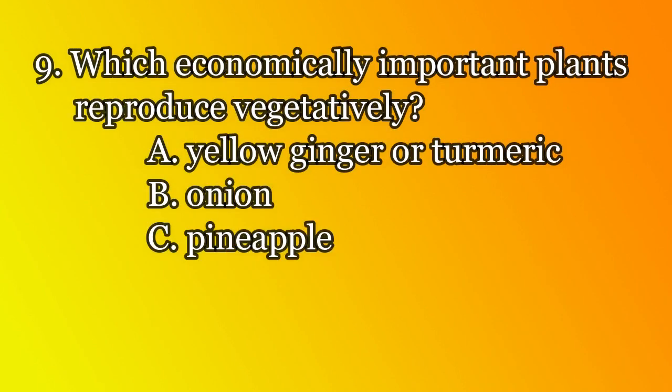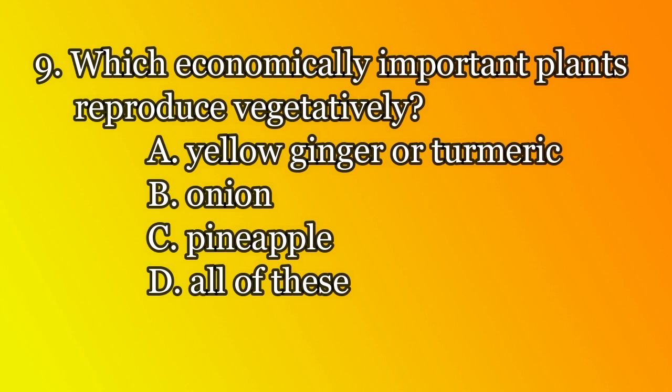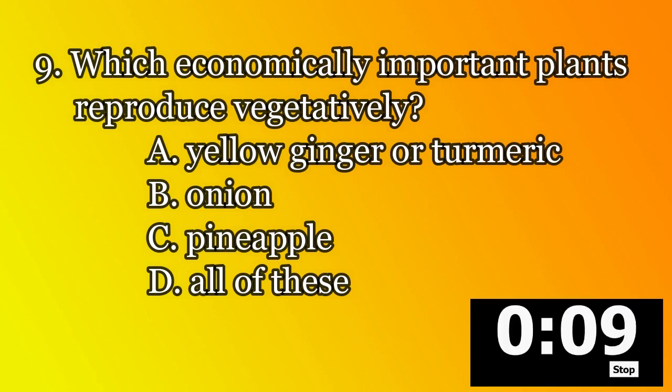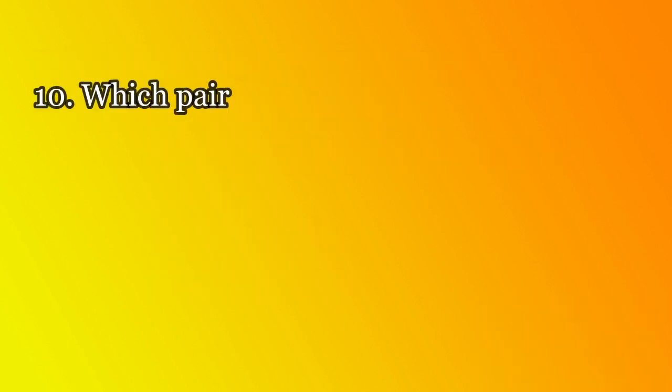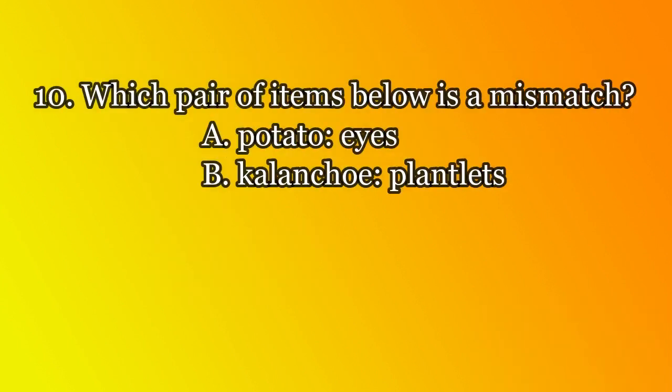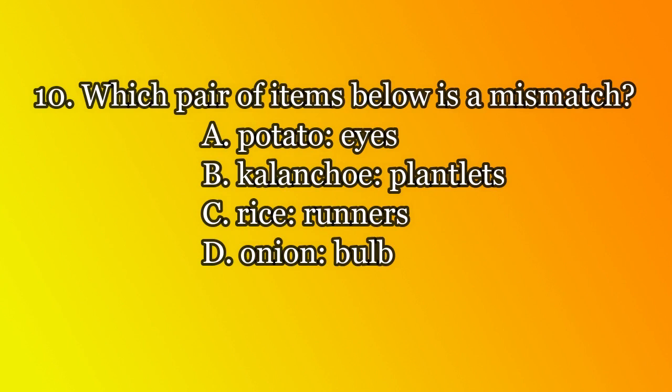Number 9. Which economically important plants reproduce vegetatively? A. Yellow ginger or turmeric. Letter B. Onion. C. Pineapple. Letter D. All of this. And last question, number 10. Which pair of items below is a mismatch? A. Potato, eyes. B. Kalanchoe, plantlets. C. Rice, runners. D. Onion, bulb.